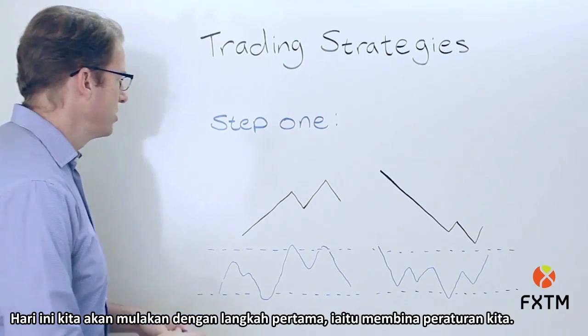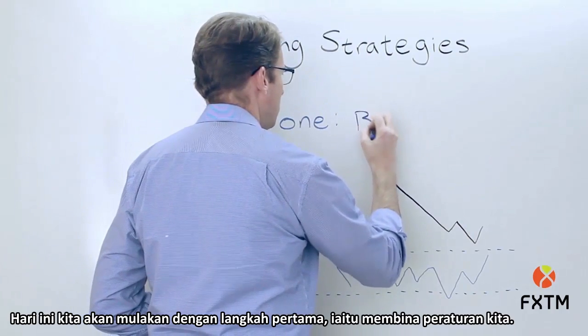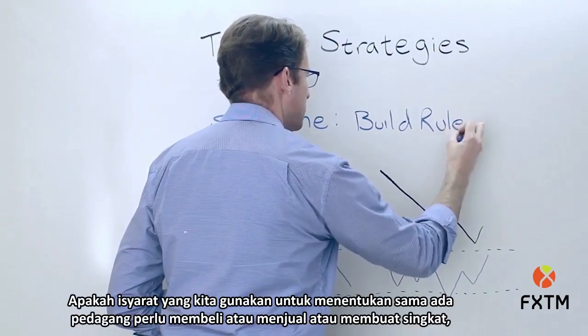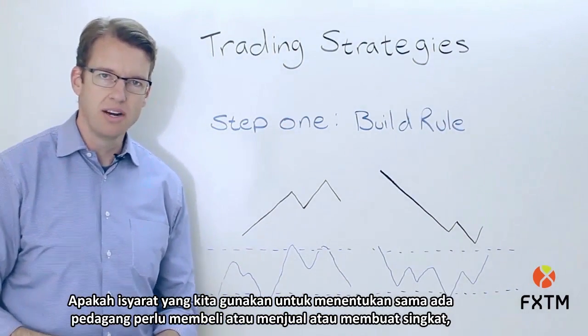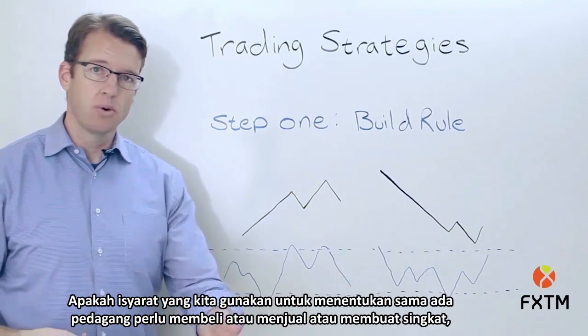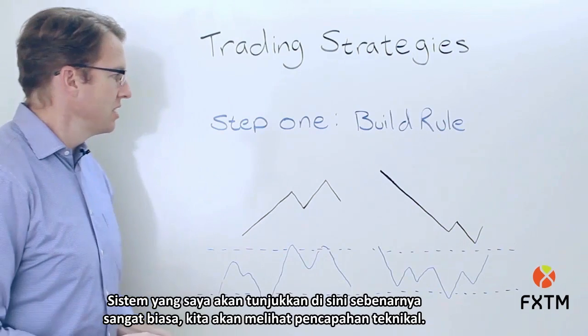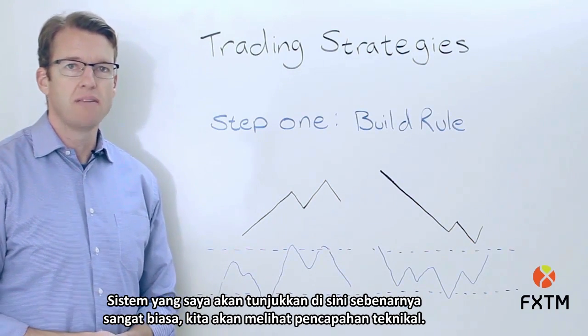So I like to separate this up into a couple of steps. Today, we're going to start with step number one, which is to build our rules. A rule set is just what is the strategy? What is the signal that we're using to indicate whether or not a trader should be buying or selling, shorting, closing their trade, or what have you. Now, the system that I'm going to illustrate here is actually a very common one. We're going to be looking at technical divergences.